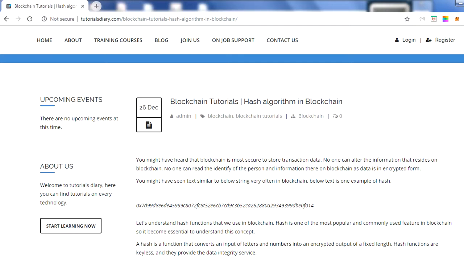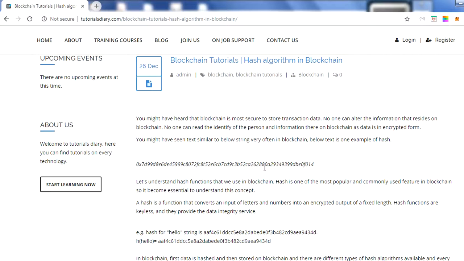So when we talk about hash, hash is kind of this junk character text which you may have seen. So in this blog post, if you see this kind of text somewhere in the blockchain, you will come to know that this is a hash. Okay. So what does hash mean? Hash is a function which we use to generate a fixed length of junk characters from some input value. Okay, so this is mentioned here.